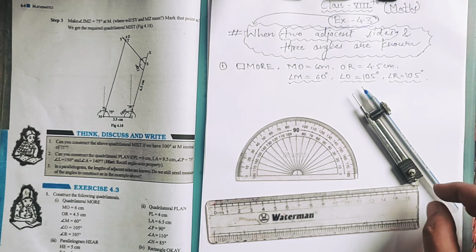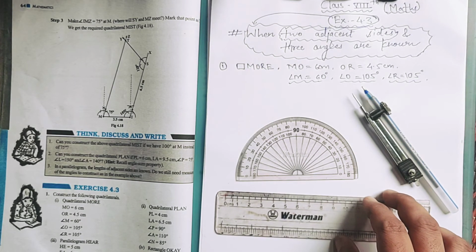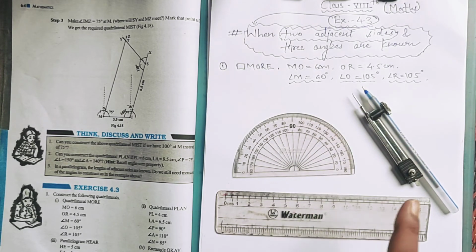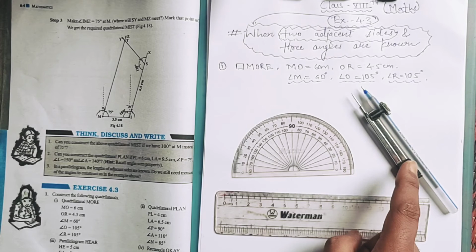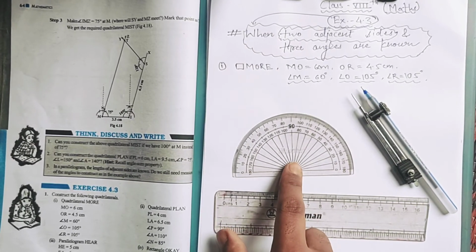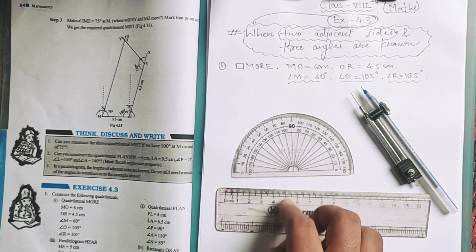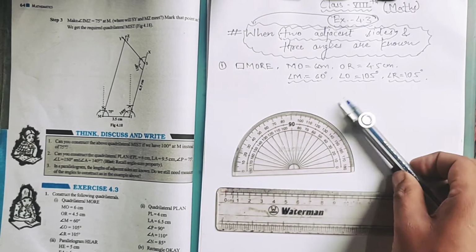For this we need some geometrical things. First one is ruler, second one is divider or compass, and third one is protector. In Hindi, the ruler is called scale, the protector is called chaanda, and the compass is called parkar.